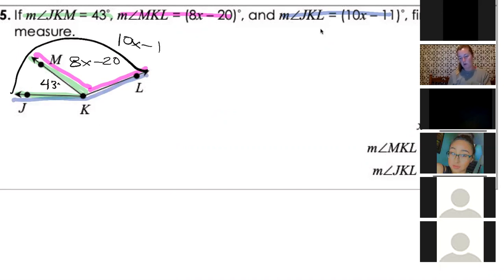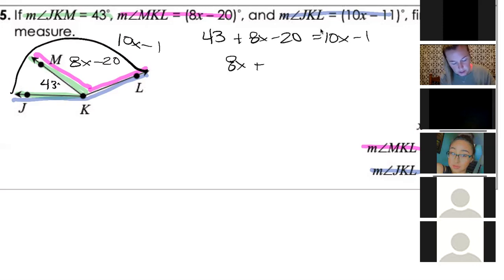So if we go over to the side, we have JKL, which is right here. And then we have MKL, which is in pink. So I can highlight that over here. So we know exactly what we're looking for and we are ready to go. As we've learned from the previous examples, we know that the two insides are going to equal the outside. So we have 43 degrees right here, plus 8x minus 20, and that's going to equal the whole outside, which is 10x minus 1, okay? And then from there, we're going to go ahead and solve. So you get 8x plus 23 equals 10x minus 1. What we did there is we just combined like terms, okay?